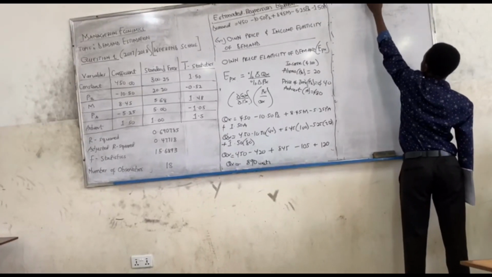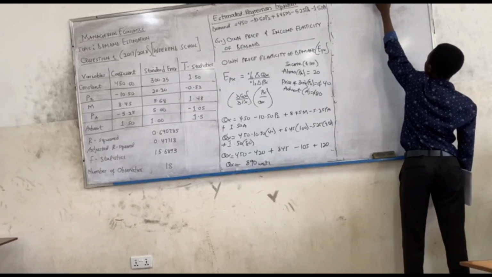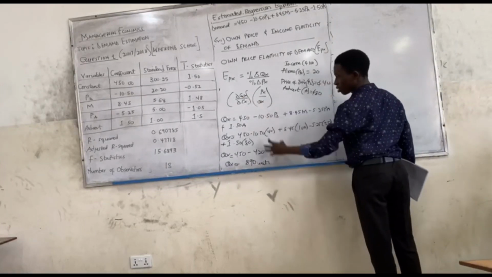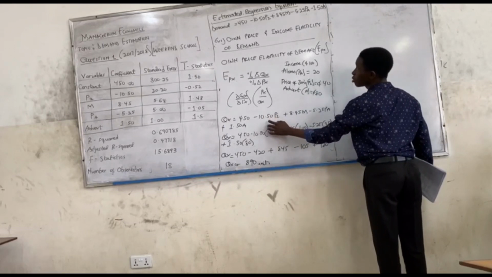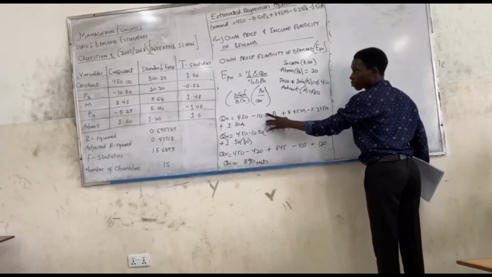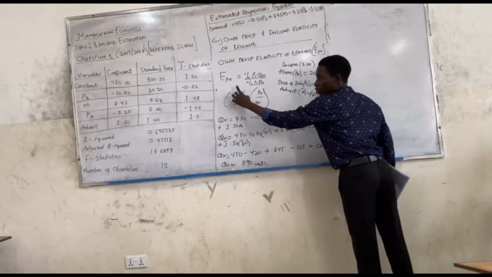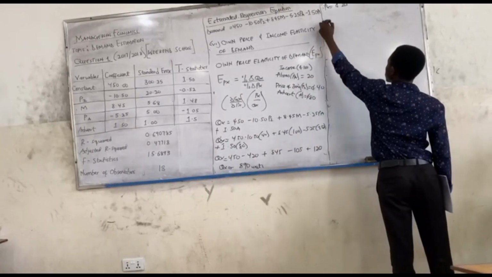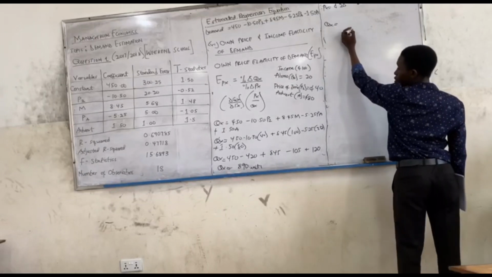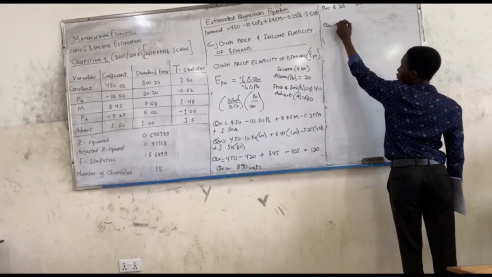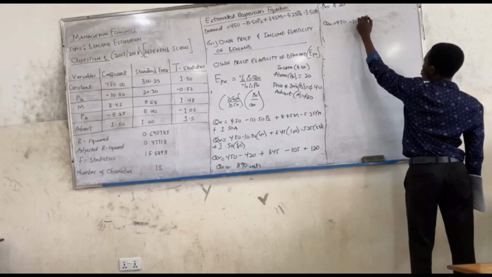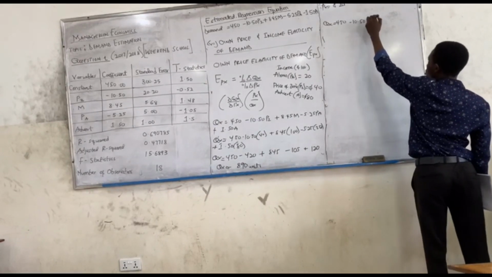We have quantity QS, 890. How then do we get this? You pick the estimated regression equation, then differentiate QS with respect to what? PX. So we have this.